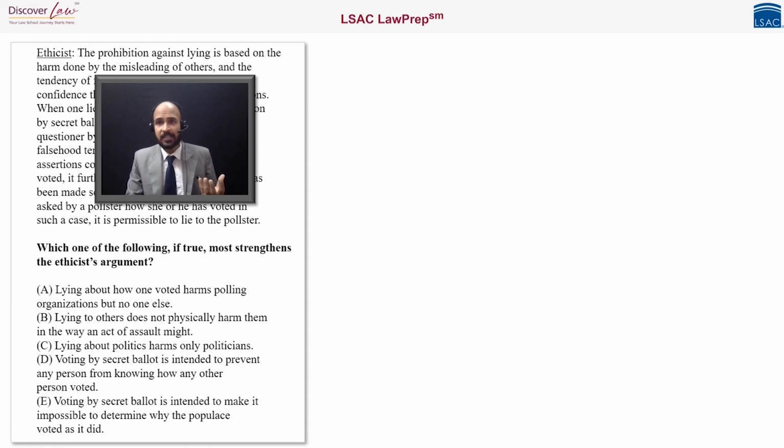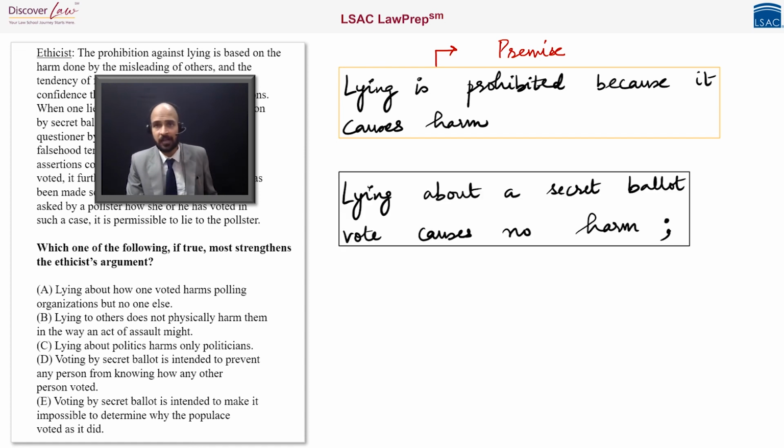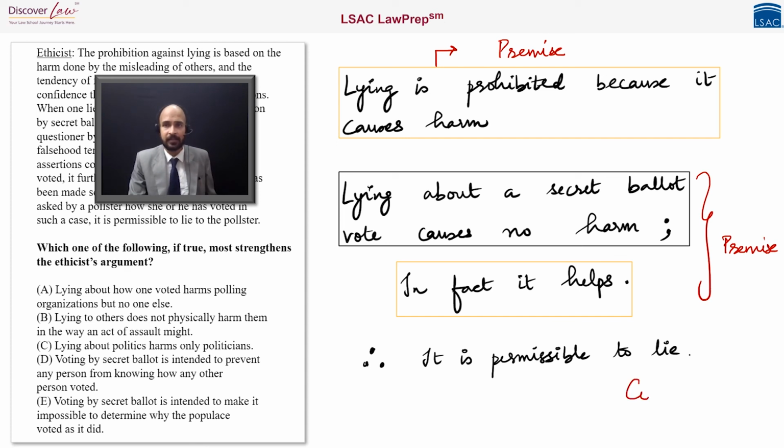So until now, we've been able to understand that it is a premise of the argument that lying is prohibited because it causes harm. We also saw that as far as the secret ballot is concerned, lying causes no harm. This in a way also acts as a premise. And then we had the conclusion here.